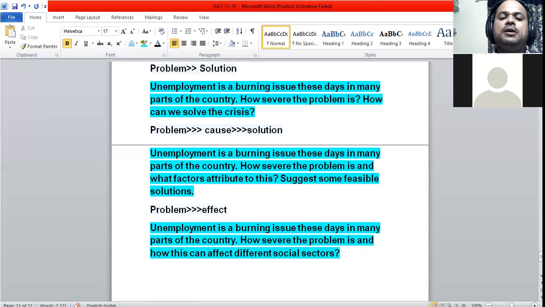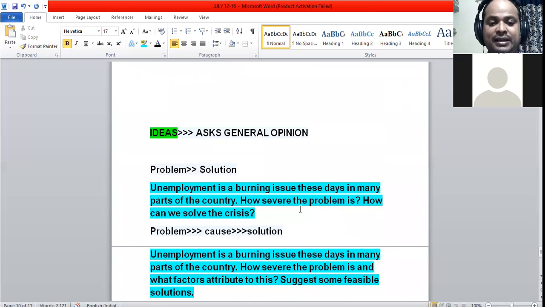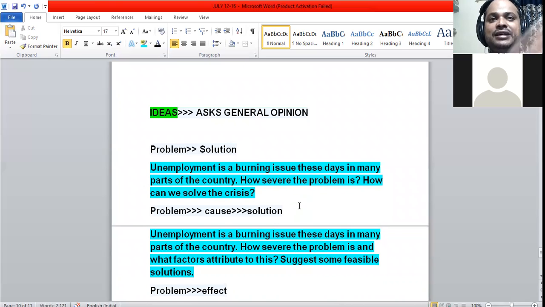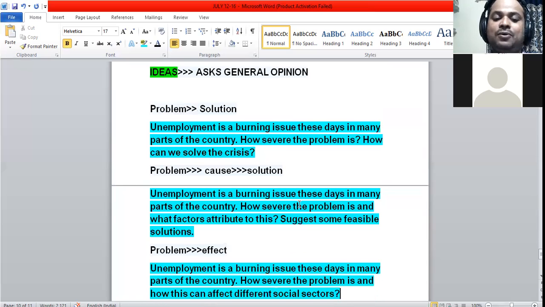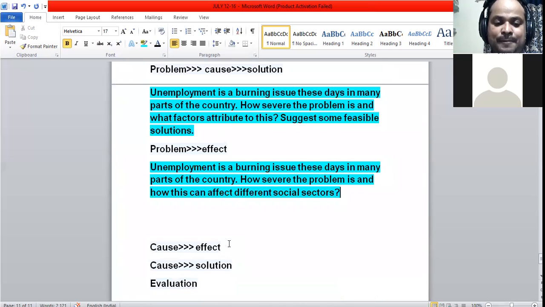Okay, unemployment is a burning issue these days in many parts of the country. How severe is the problem and how can this affect different social sectors? This is an example of a problem-effect question. I'm just going ahead with examples of these types of questions under the heading ideas. I'm not going into detail on how we can write these. We'll be seeing how to address each type of question in the coming sessions, one by one. So let's just see the types here.